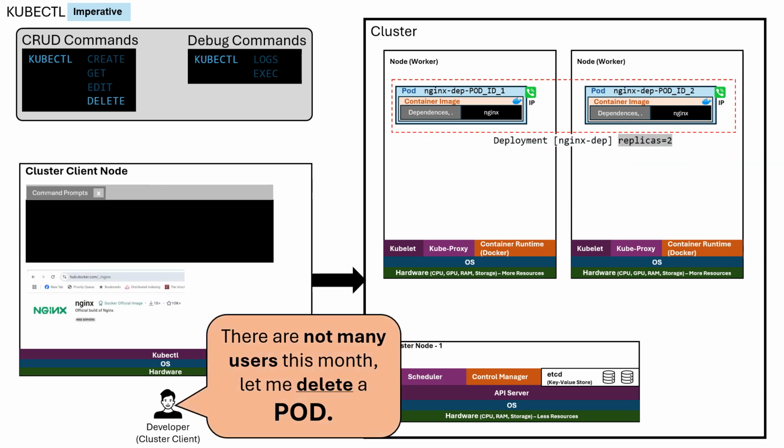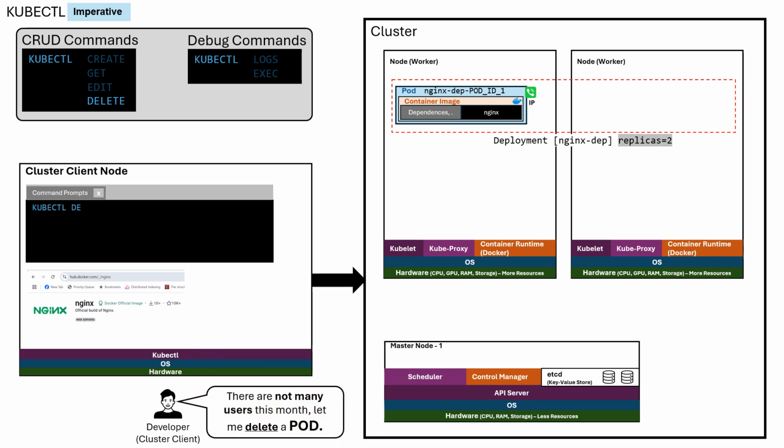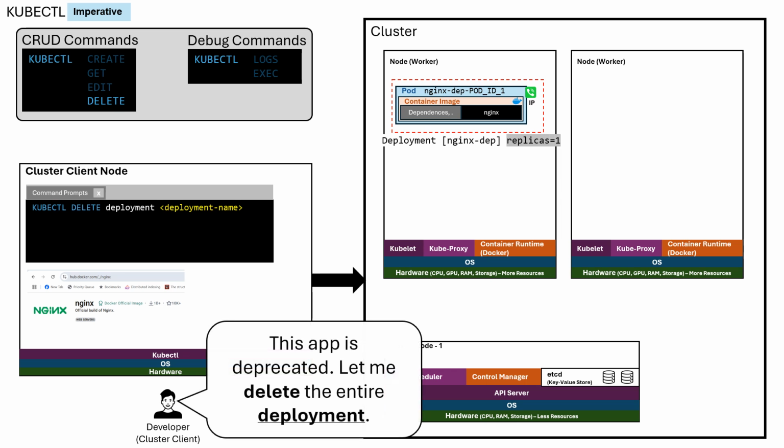Let's go back to the case where there are 2 pods to demonstrate the delete command. Since there aren't many users this month, let me delete one of the pods. You can do it by running kubectl delete pod, then the pod name like this. This will delete the pod with the ID nginx-dep-pod-ID-2.